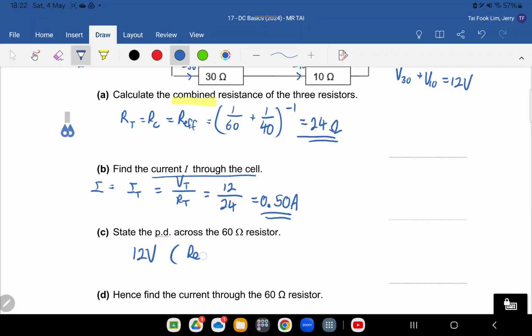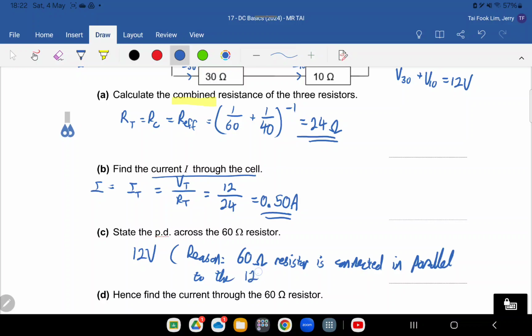If you are asked to explain why, very simple. You just say that the 60 ohm resistor is connected in parallel to the 12 volt dry cell. Okay, that's all.